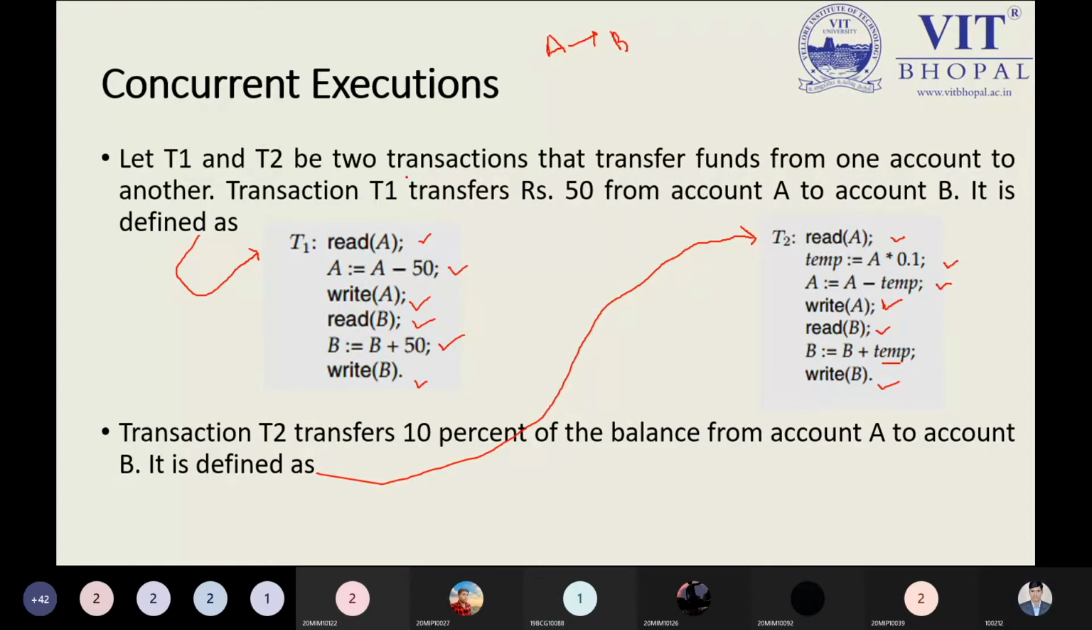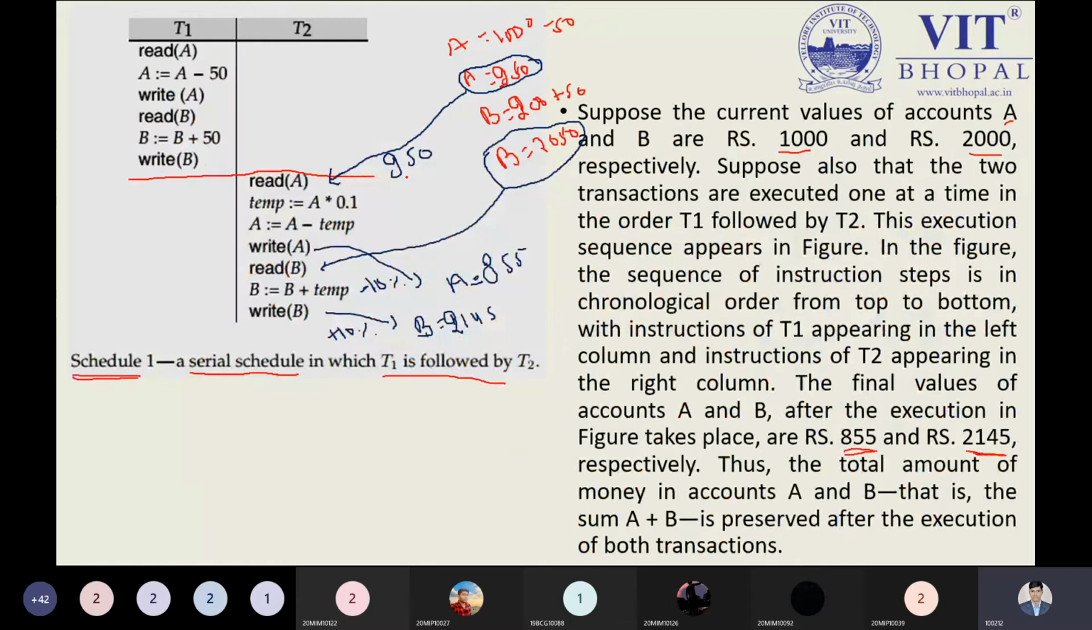Now, let us understand the concept properly. This is a solved example, and this is the point we have to keep in mind. This is the serial schedule, where T1 is followed by T2. Please focus on the concept properly. In the concurrent execution, we are using schedule 1, that is a serial schedule, T1 followed by T2. So first T1 will execute and then T2 will execute.